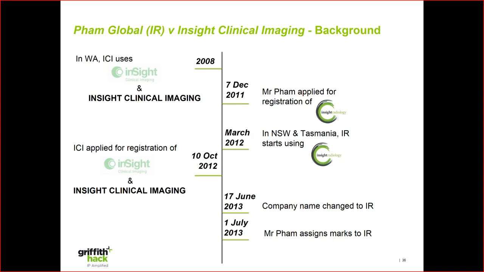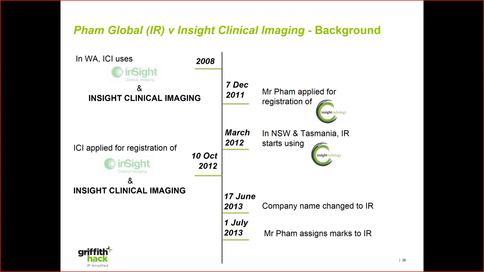Now, it was originally called Pham Global, the New South Wales company. It was called Pham Global, and later it changed its name to Insight Radiology closer to the proceedings. So again, I'm going to have to say the word Insight about 15 times, but I'll try to do it slowly so I don't get everybody confused. So Mr. Pham applied for his mark. He kept it in his name. He then had his company, Insight Radiology, operating in New South Wales using it.